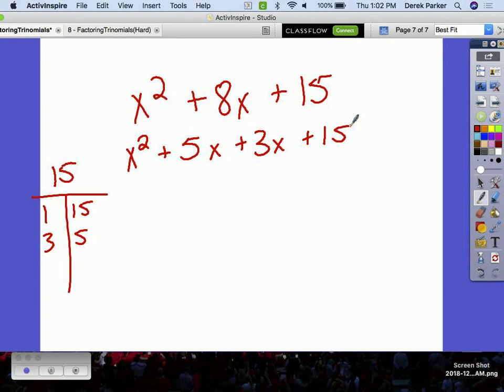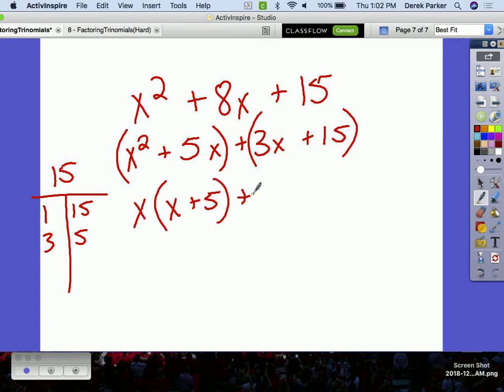Now that I have x squared plus 5x plus 3x, I'm going to put parentheses around the two parts. Now I'm going to pull out the common factor. The common factor of x squared and 5x is x. That's going to be x parentheses x plus 5, plus the common factor of 3x and 15, which is 3. So the 3 will come out and that will leave x plus 5.